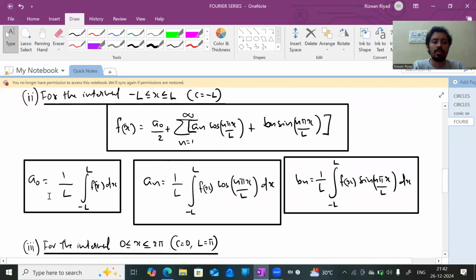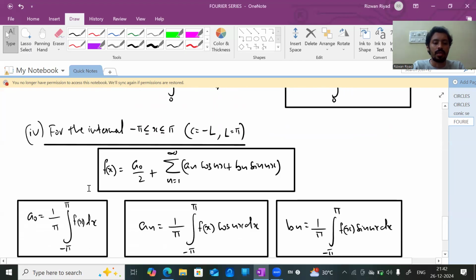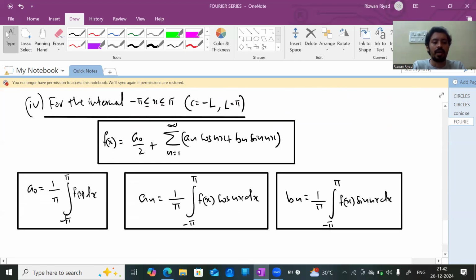So what was our a0 in the second case? 1 by L integral minus L to L f of x dx. So all these L become pi. So 1 by L becomes 1 by pi, minus L to L becomes minus pi to pi. That's what you can see here: a0 equal to 1 by pi integral minus pi to pi f of x dx.